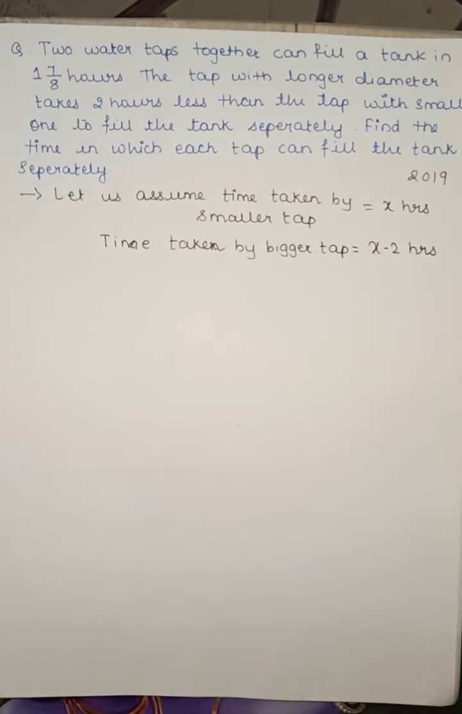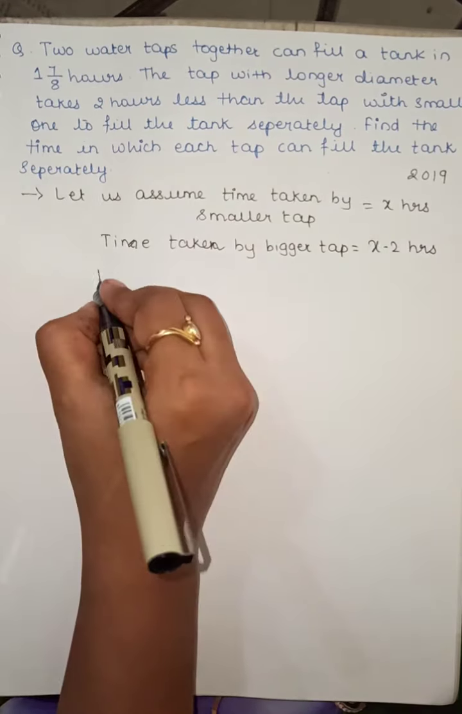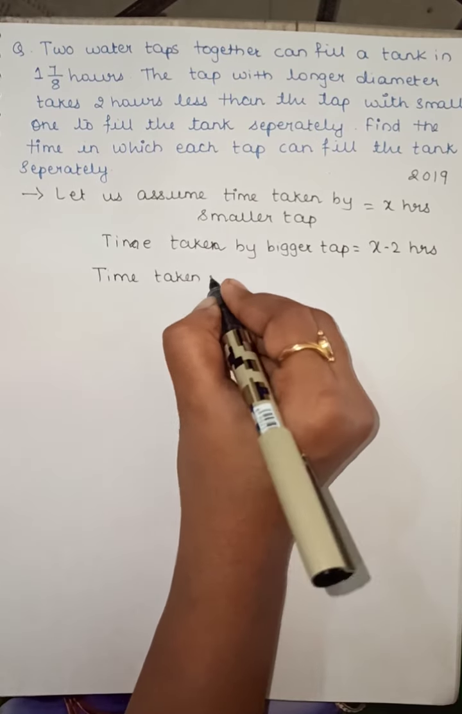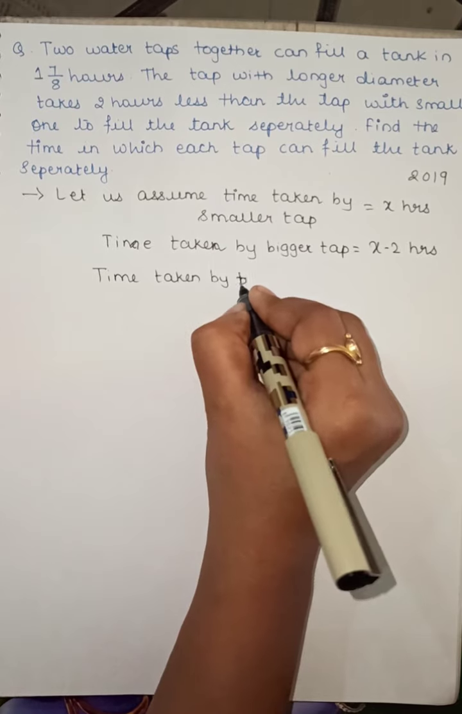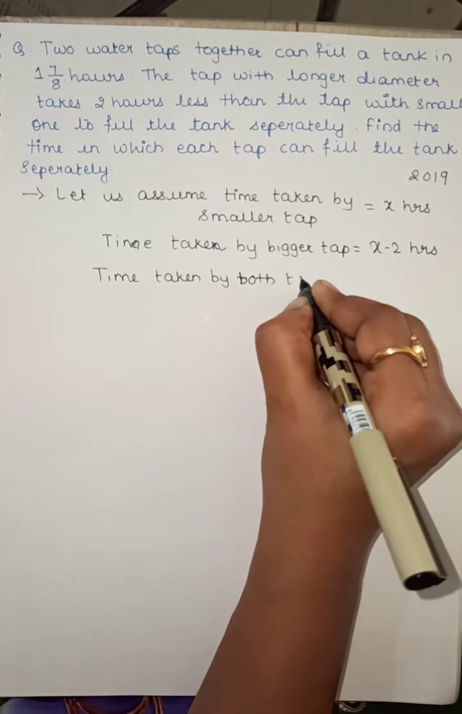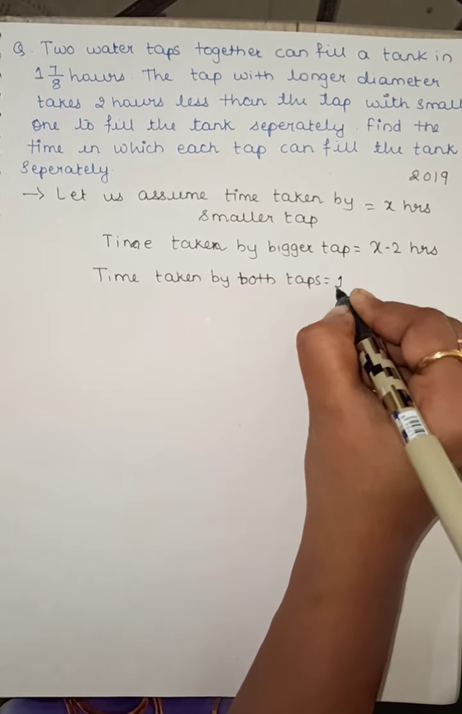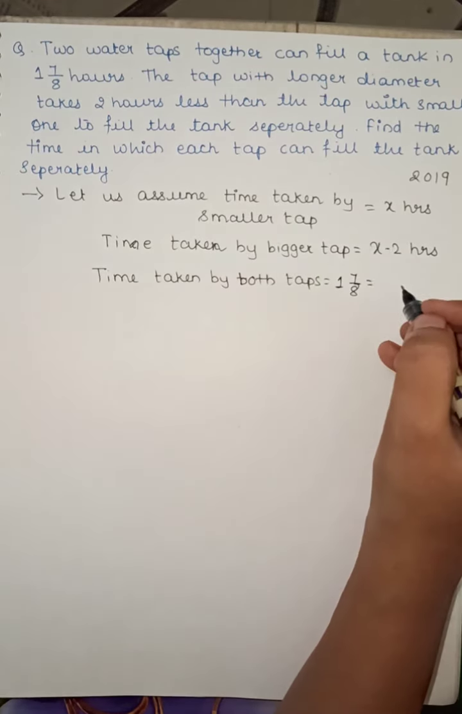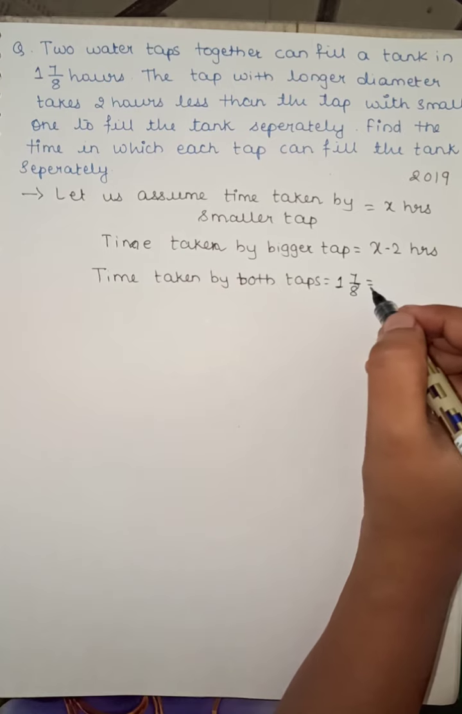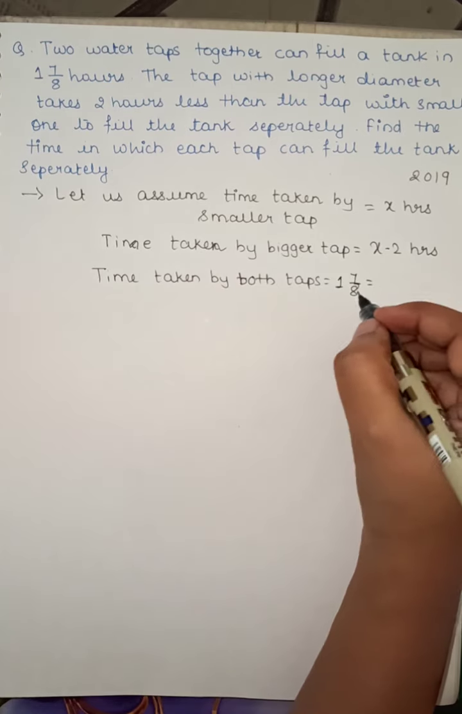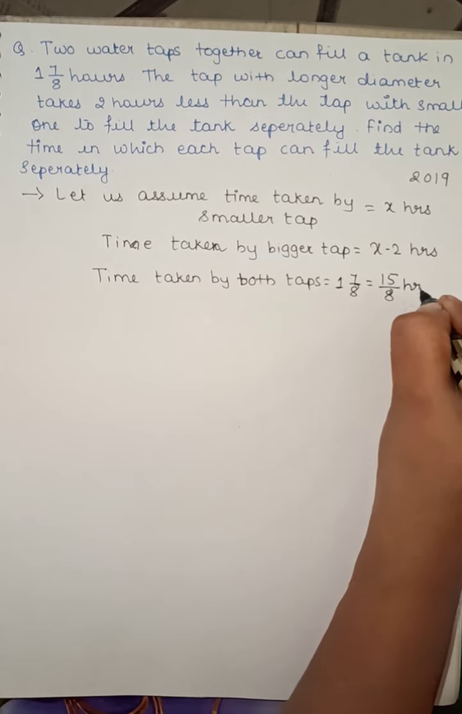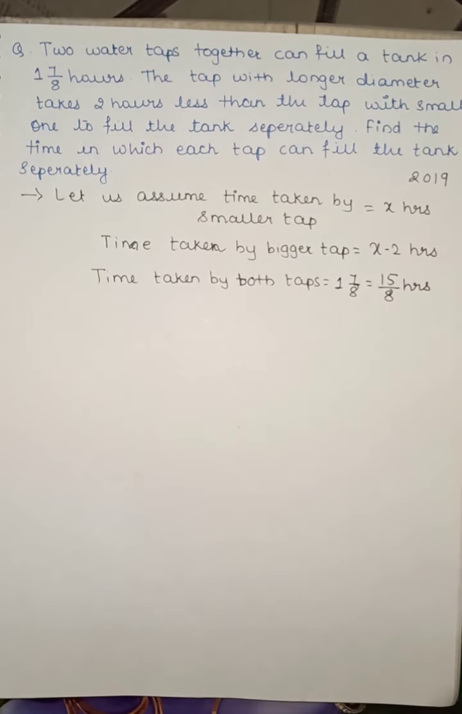Okay, and what is the time taken by both taps together? It is one whole 7 by 8. This is a mixed fraction, so if you write it, it will be 15 by 8 hours. The improper fraction is 15 by 8 hours.